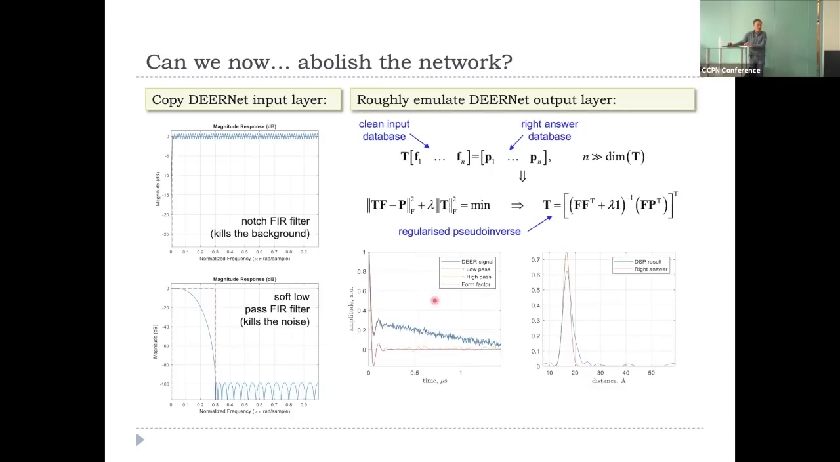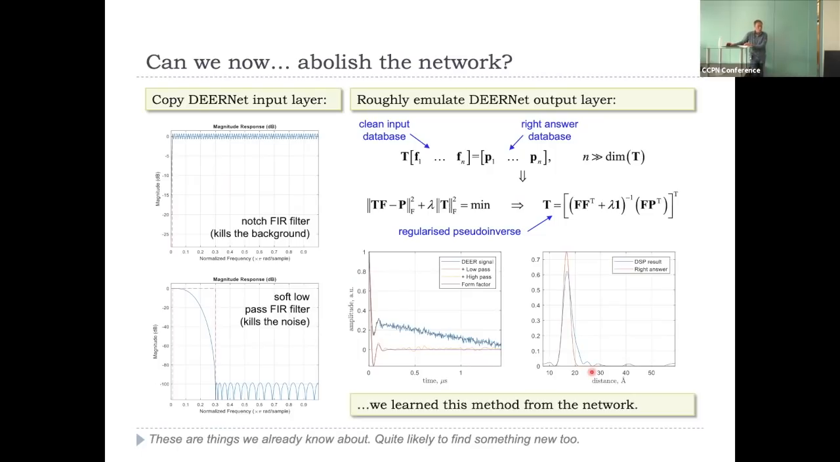And indeed, so that is the noisy data that goes in. You can just about see the denoised stuff that passes this filter. Then the baseline is killed by this filter, so you can see the signal without the baseline. And finally, this transform pretty much nails the ground truth that we have on the data. So we could actually replicate the functionality of a neural network. And we learned a bunch of mathematics. We learned a new method from taking a neural network apart.